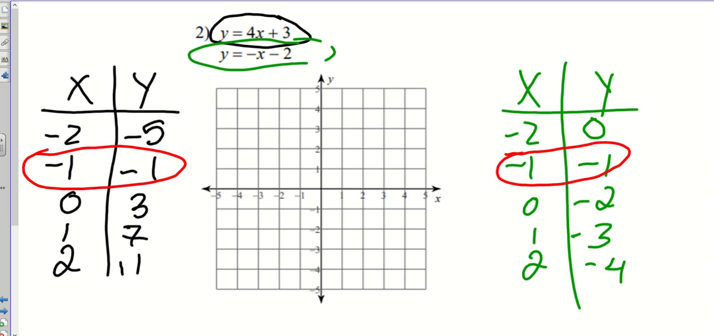If you find that tedious, a little too long to do out, then we can always graph it. So starting with the first equation, with a y-intercept of 3 and a slope of 4, I can't go up 4 and right because I'd be off my graph. So I'm going to go the opposite. I'm going to go down 4 to -1 and left 1.